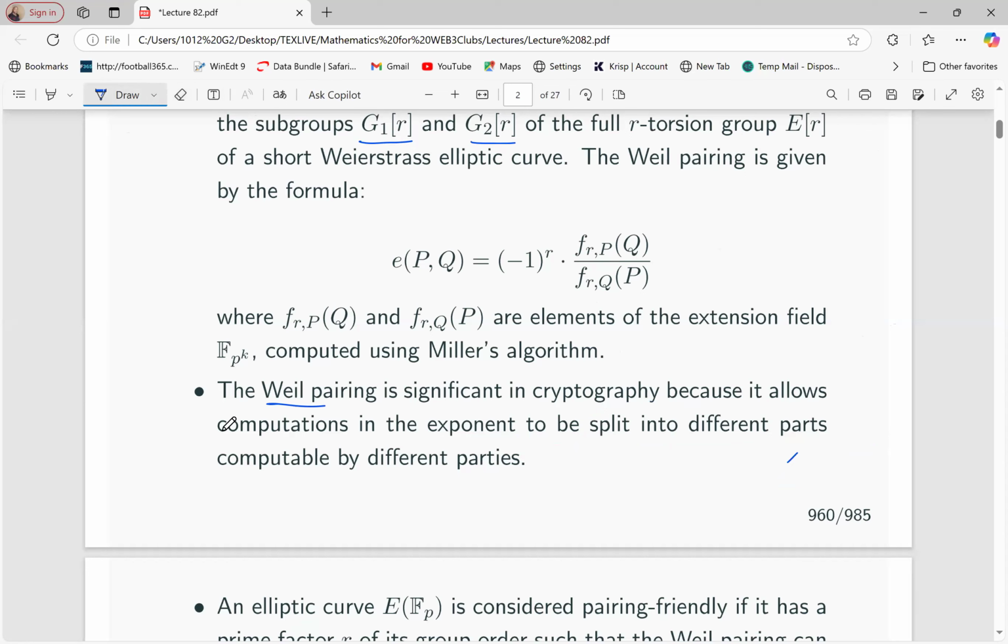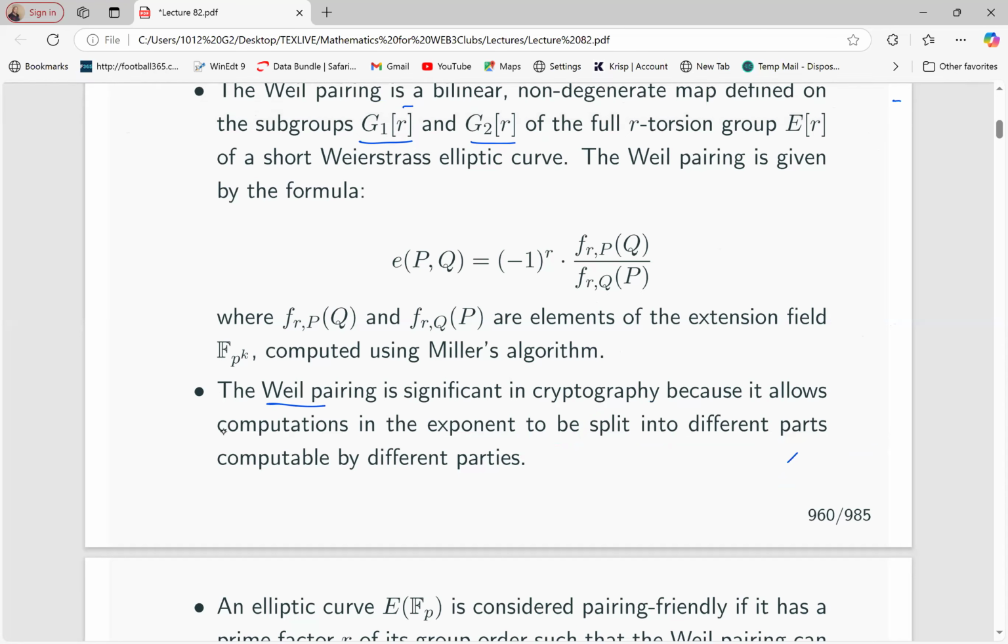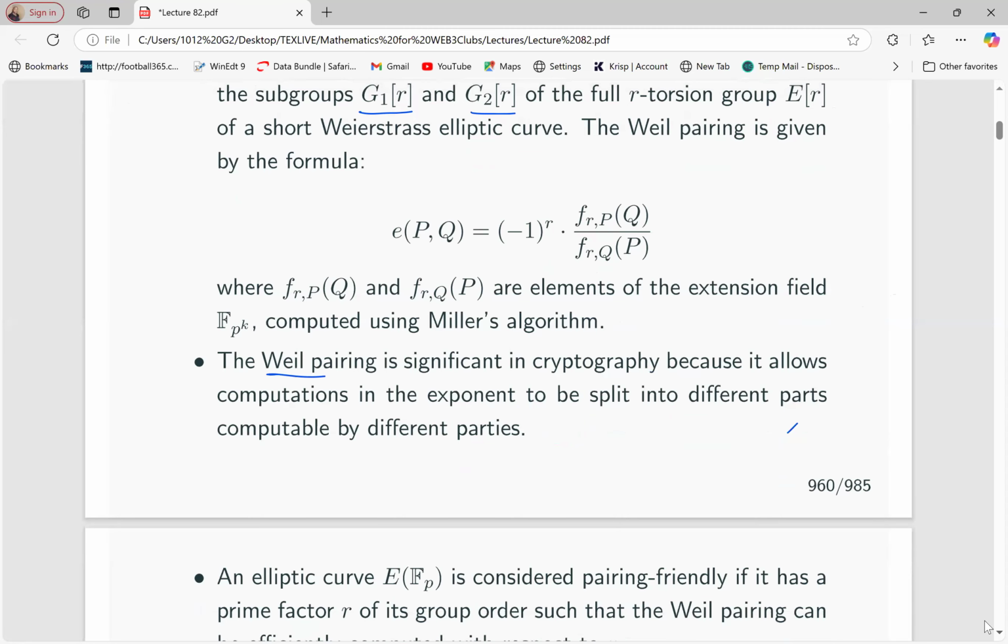You can even split that exponent into different parts, have each part done by different parties, and then merge the results. The code will be doing that for you: splitting, computing, and then merging it.